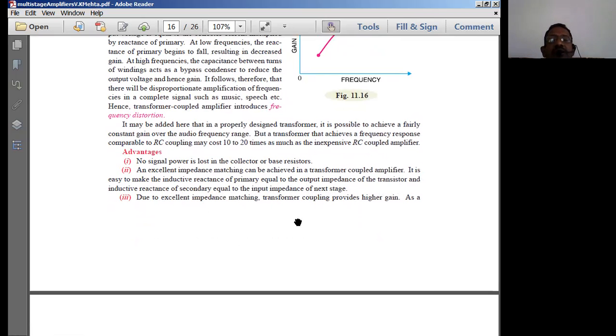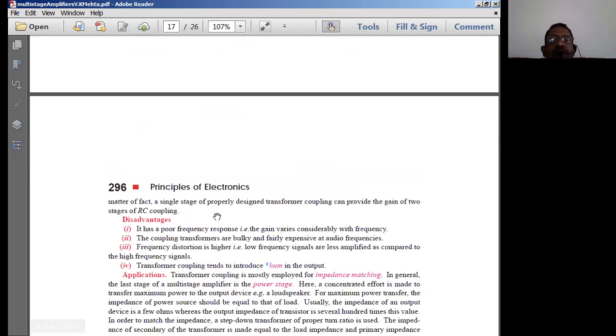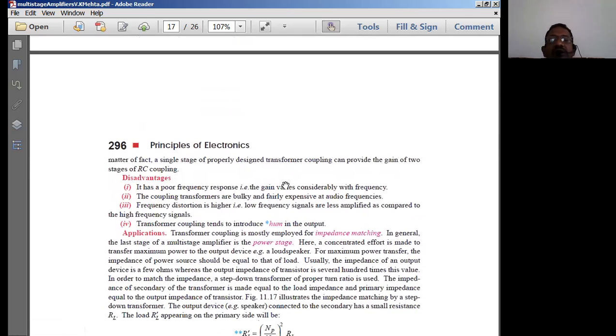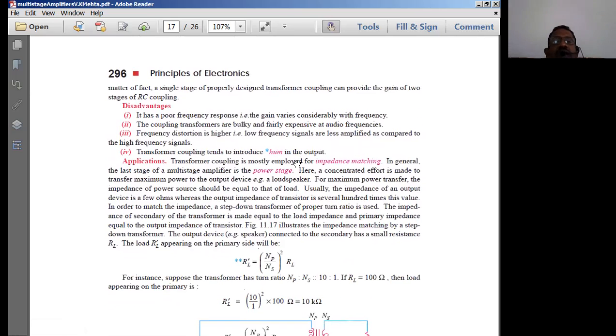So due to excellent impedance matching, transformer coupling provides higher gain. As a matter of fact, a single stage of a properly designed transformer coupled amplifier can provide the gain of two stages of RC coupling. That means a single stage transformer coupled amplifier can provide the gain equivalent to a two-stage RC coupled amplifier. So that is the advantage.